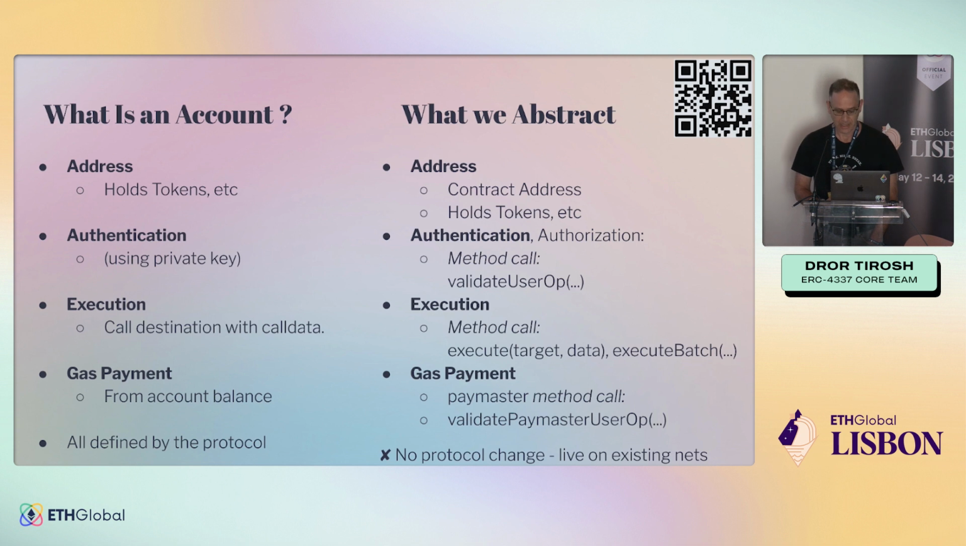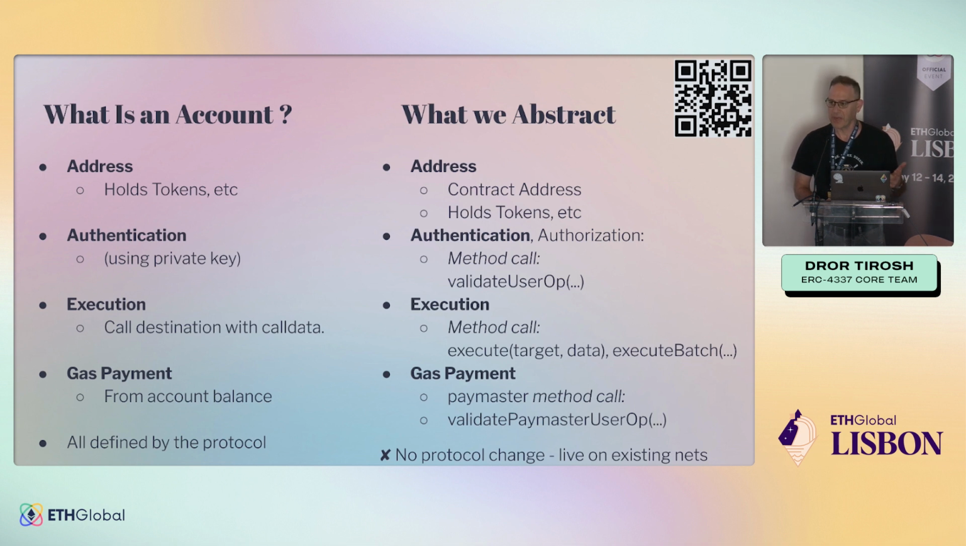The authentication mechanism we abstract by making it a method on this contract. There is a method, we'll see it later. We call it validate user-op. User operation is our term for a transaction. So the account is asked, do you accept this transaction? Do you accept these signatures? Do you accept whatever you like? This specific method you call can decide what it accepts and what not. Usually it's the signature, but it can be more than that.